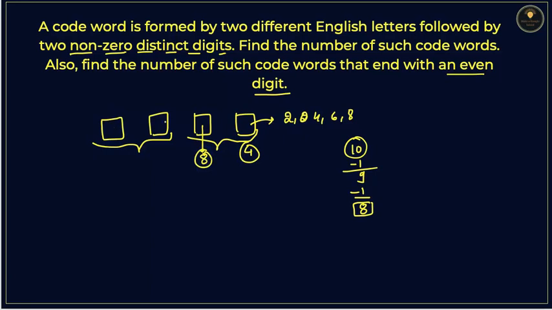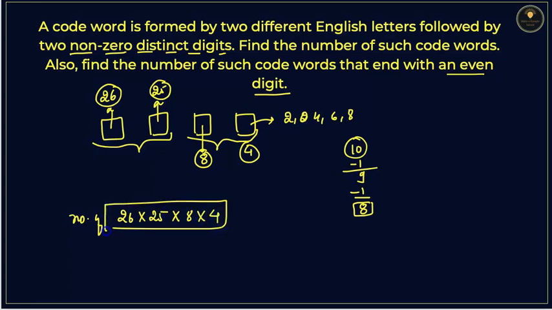Similarly, in the first 2 boxes, in the first box you have to choose from 26 letters, and in the second one we can choose from 25 letters. So the total number of ways that you will get is 26 multiplied by 25 multiplied by 8 multiplied by 4. So that's the answer that you will get.